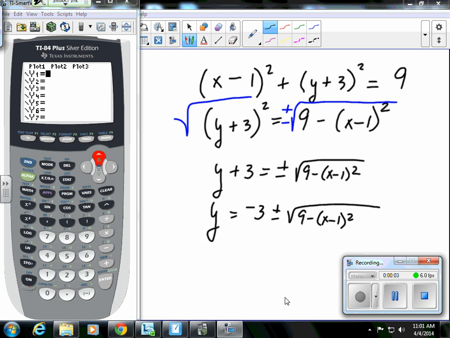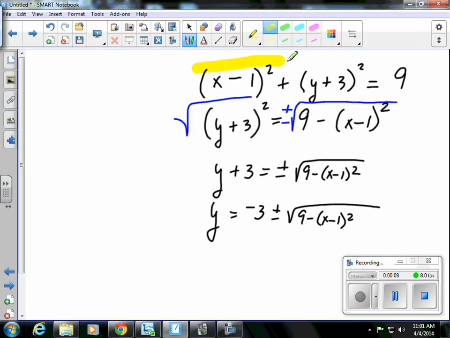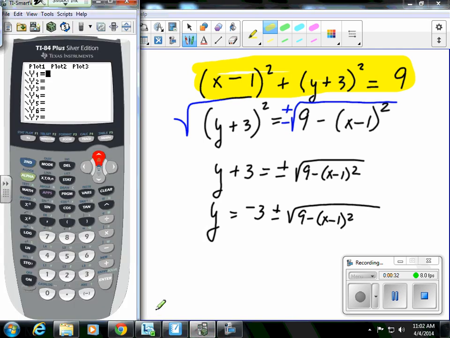This video is instruction on how to graph circles. You'll see here on my smartboard page, I have the equation of a circle. And this particular equation says that my center is located at (1, -3), and my radius is 3. I want to graph that on my calculator.